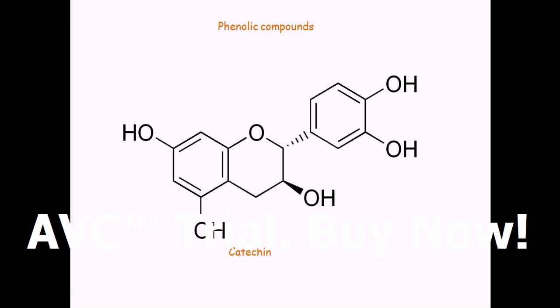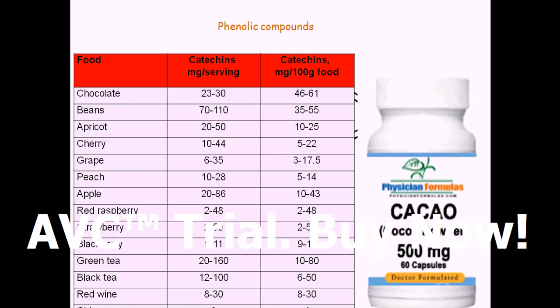Apart from flavonoids, there are also other compounds like phenolic compounds, which are almost similar in structure to flavonoids, but they lack a ketone group at this position. Here also, the phenolic compounds act as antioxidants because of the hydrogen donating property. Example of such a phenolic compound is catechin. Foods that contain high amounts of catechin are chocolate, beans, apricot, and cherry. Low amounts are present in black tea, red wine, and green tea.